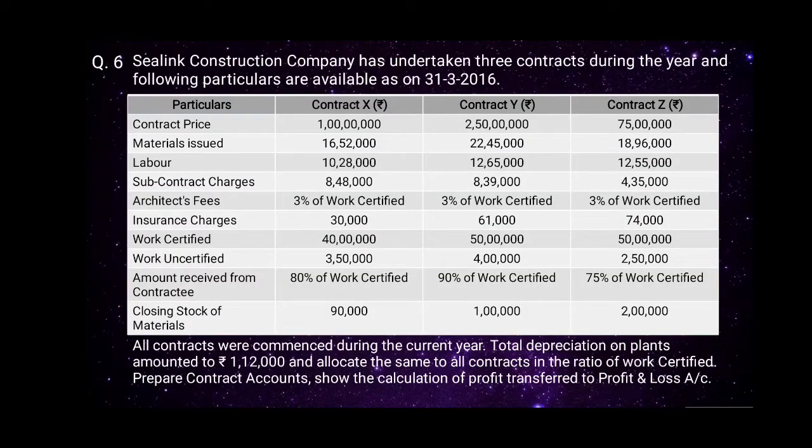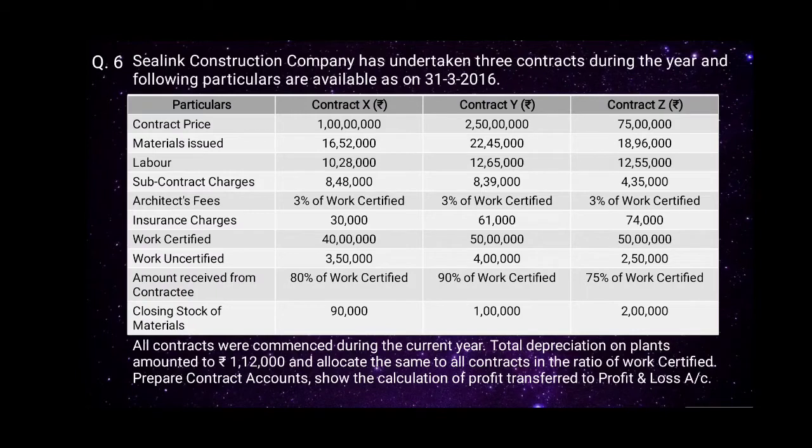Question number 6. Ceiling Construction Company has undertaken 3 contracts during the year and the following particulars are available as on 31st March 2016. So in the given table, the particulars are given for contract price, materials issued, labor, subcontract charges, architect's fees, insurance charges, work certified, work uncertified, amount received from contractee, closing stock of materials for contract X, contract Y and contract Z. All contracts are commenced during the current year.